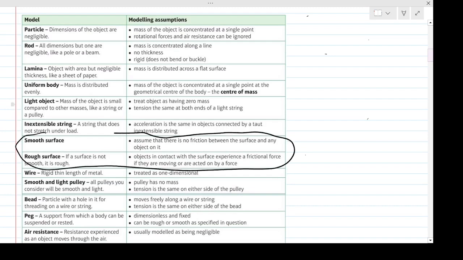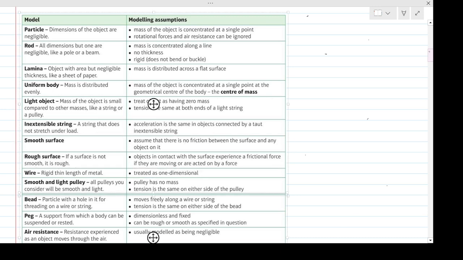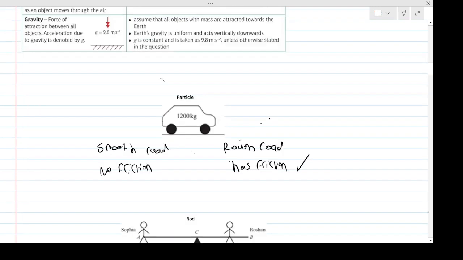So you can see here, with a smooth surface there's no friction between the surface and the object. With a rough surface there is a frictional force, okay? So smooth means no friction, rough means yes, there is friction. So it depends on the question. So the road may be smooth. Friction, like air resistance, would oppose the motion, right? So friction would be there, but if it's a smooth road, there's no friction. But if it's a rough road, then yes, there will be, okay? So that's that.